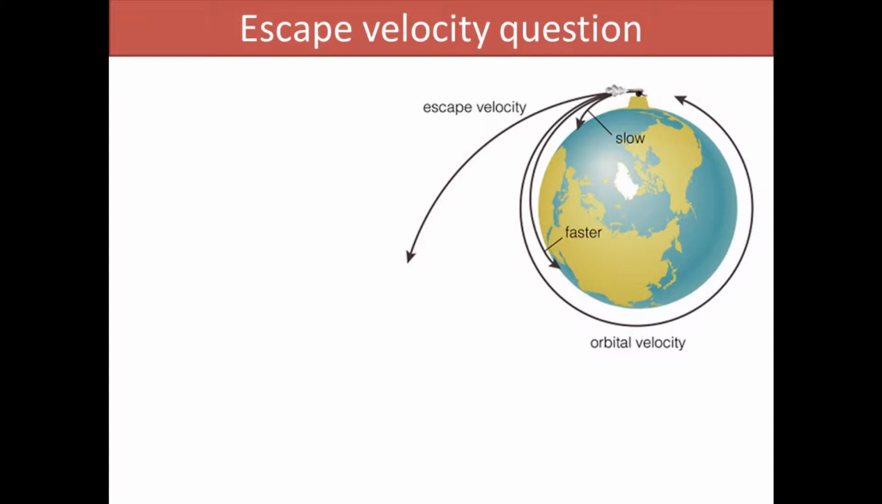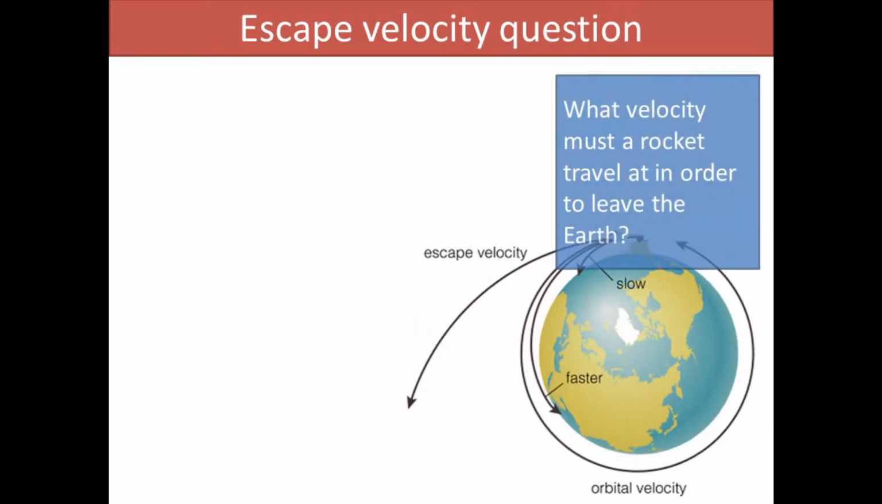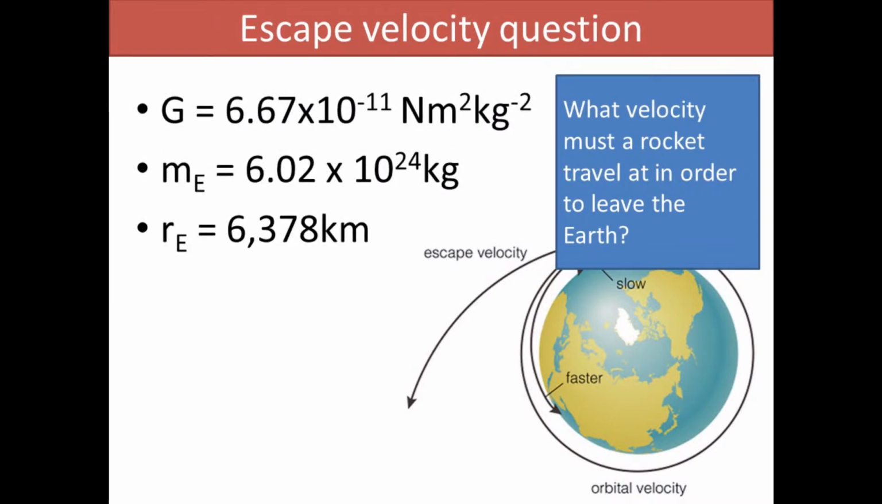This is the first question. I want you to figure out the velocity at which something will need to travel, in this case a rocket, in order to escape the gravitational field of the Earth so that it doesn't fall back down. So, what velocity must a rocket travel at in order to reach its escape velocity and not fall back down to Earth? Here's the data you're going to need: big G, the gravitational constant, the mass of the Earth, and the radius of the Earth.